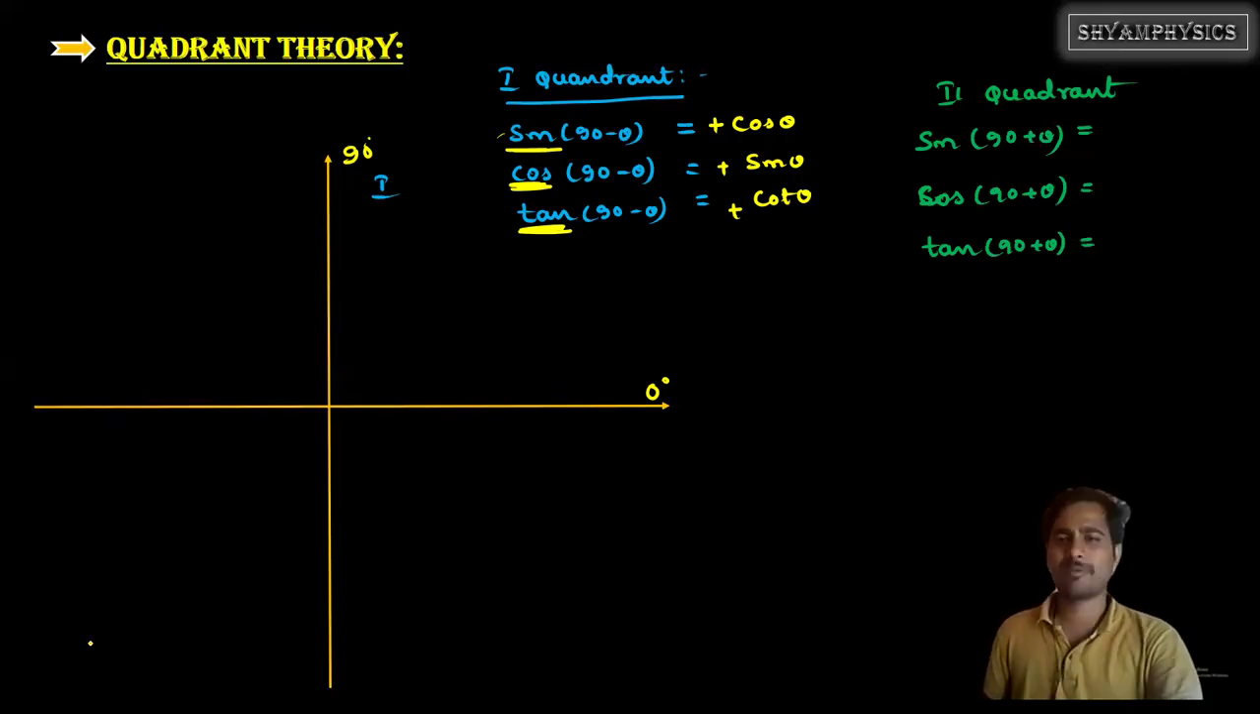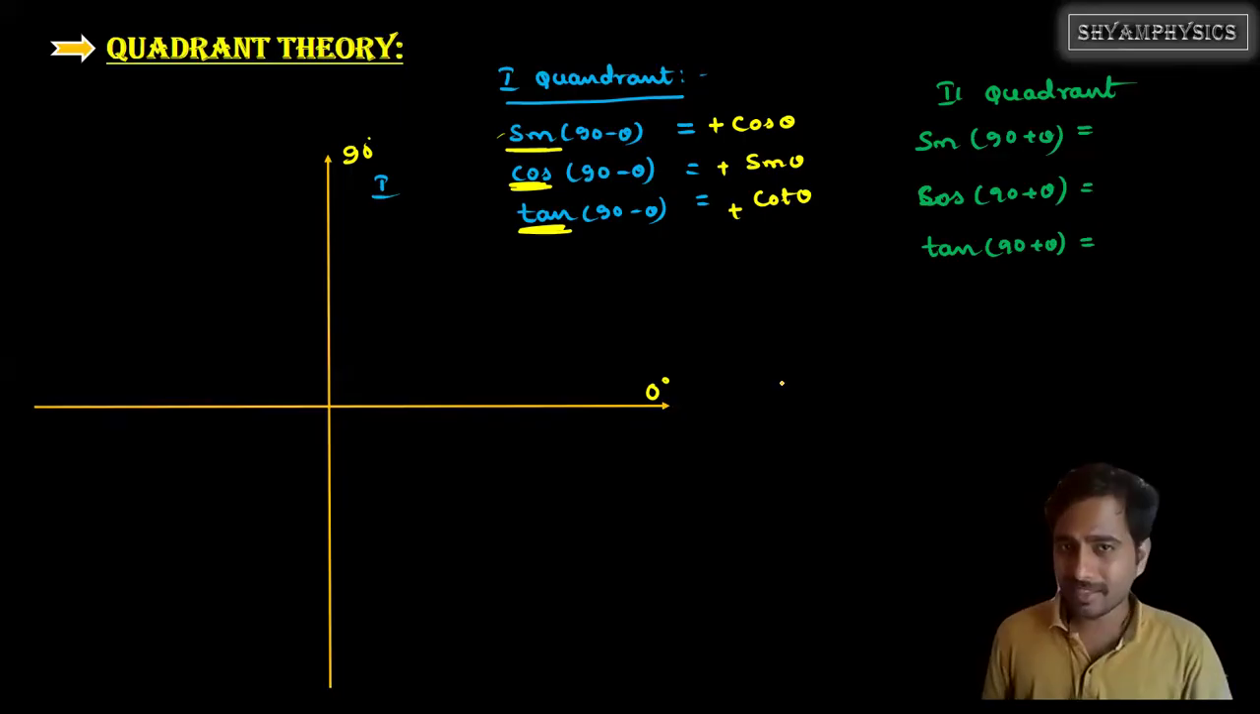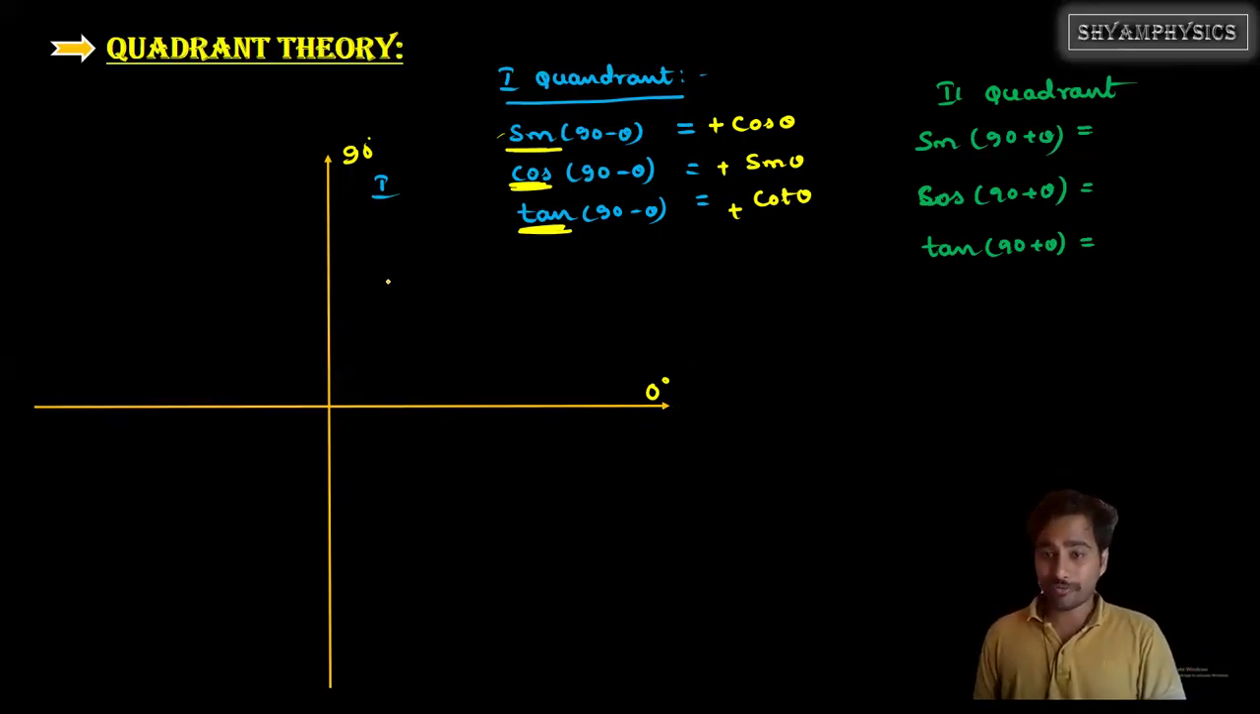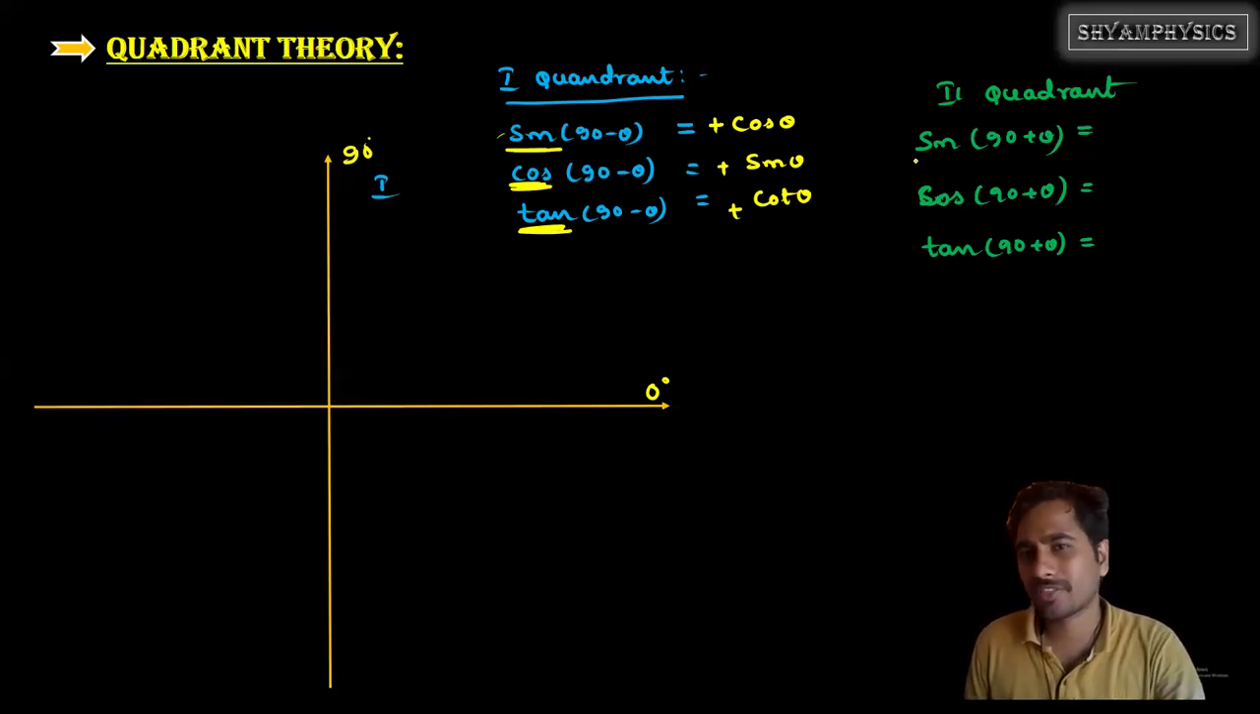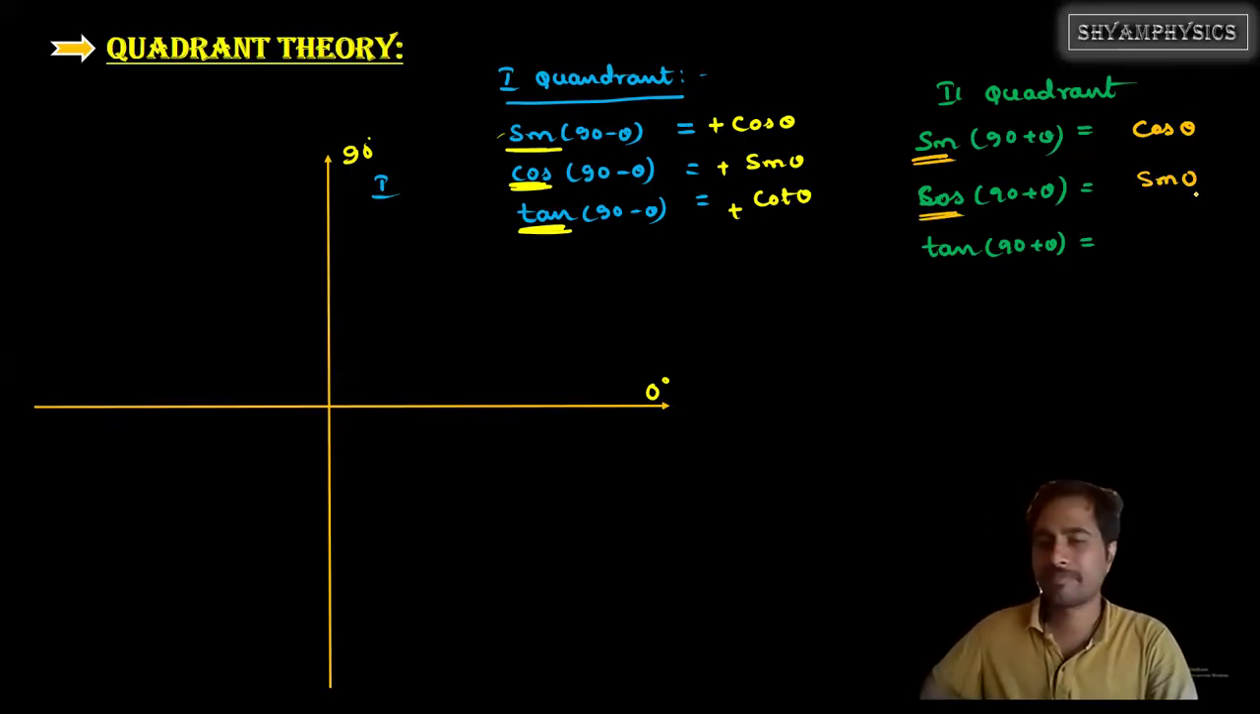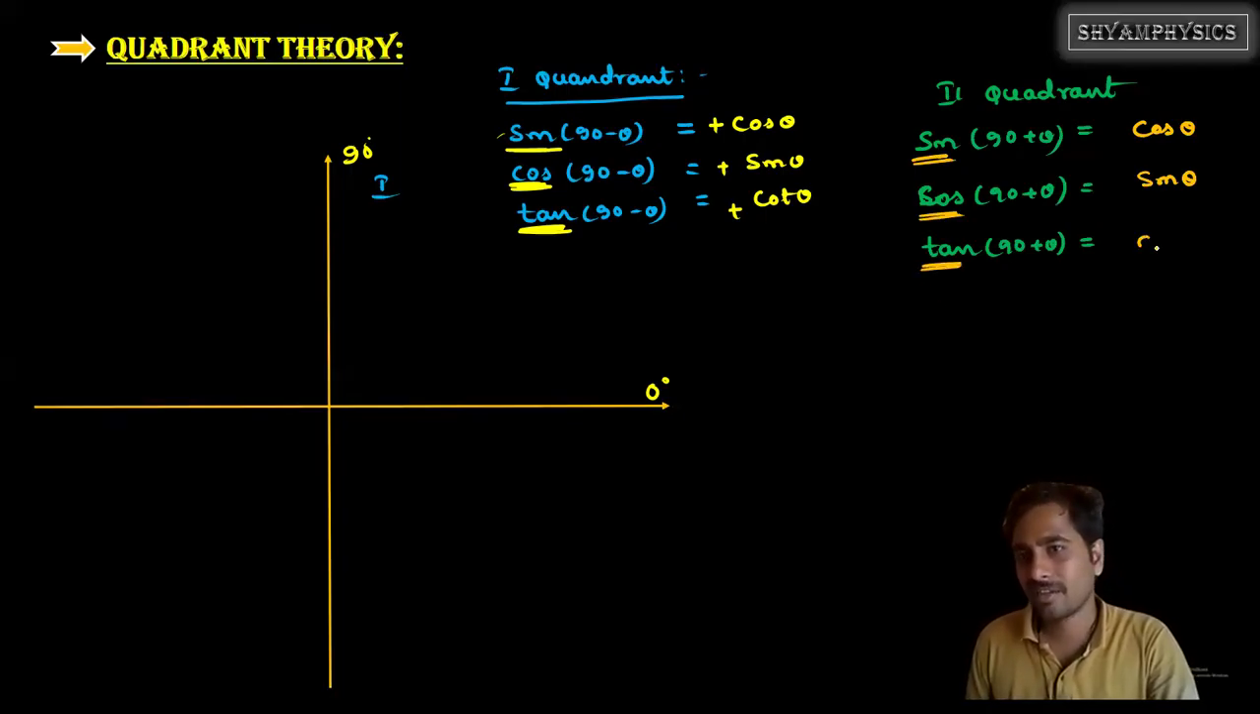This all belongs to the second quadrant. Correct now? Now the second point. If it is 90 plus theta or 90 minus theta, our first aim is to change its trigonometric function. Sine should be written as cos theta. Very good. Cos can be written as sine theta. Next, tan can be written as cot theta.